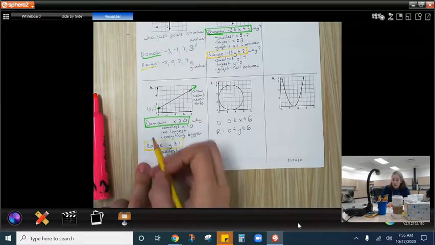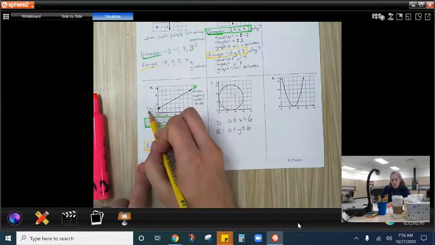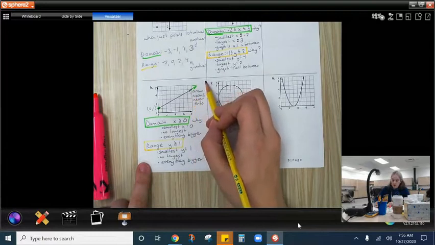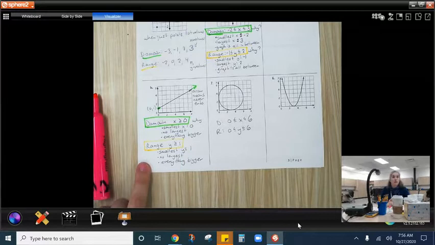So then for our range, this one doesn't start here at the origin. So the range can be a little tricky sometimes, but our coordinate here says the smallest y is 1. So even though it keeps going forever, we have everything bigger than 1. So y is greater than or equal to 1.